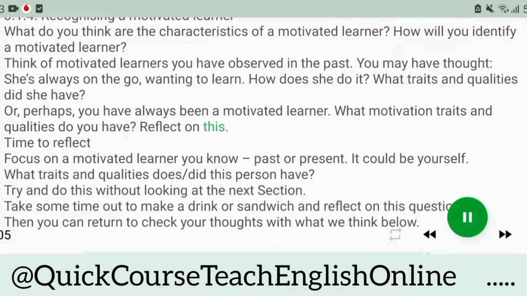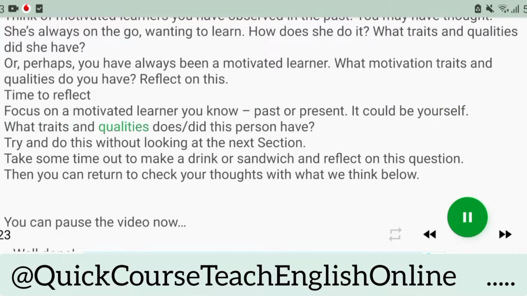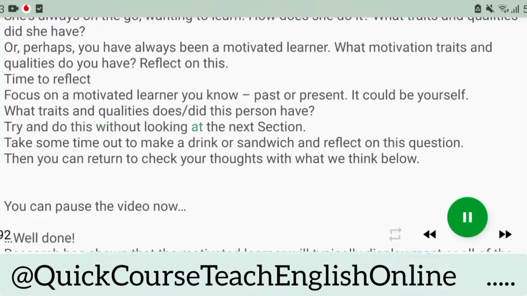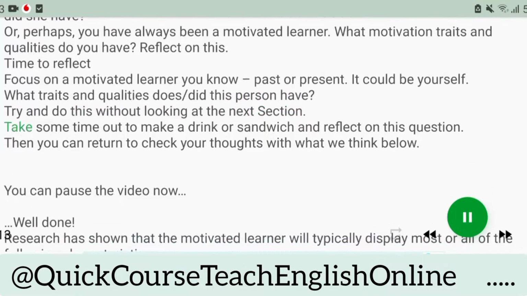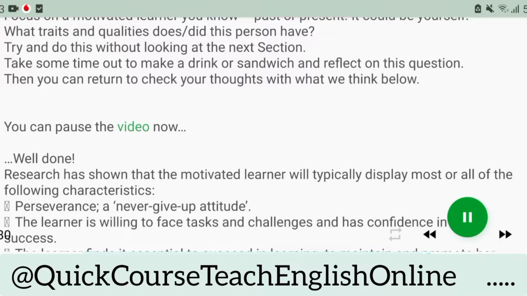Reflect on this. Time to reflect. Focus on a motivated learner you know, past or present. It could be yourself. What traits and qualities did this person have? Try and do this without looking at the next section. Take some time out to make a drink or sandwich and reflect on this question. Then you can return to check your thoughts with what we think below. You can pause the video now.